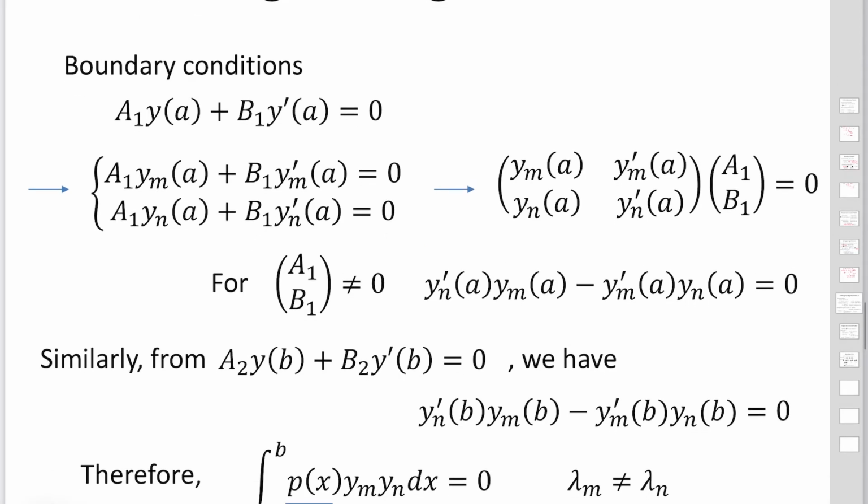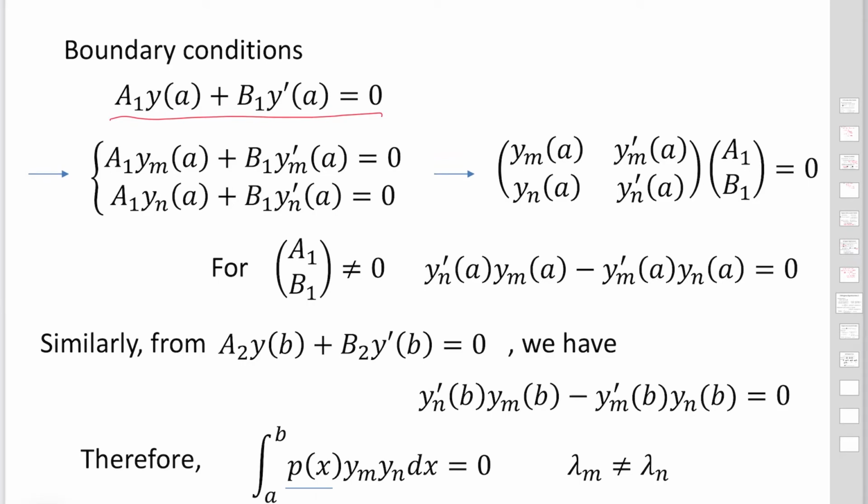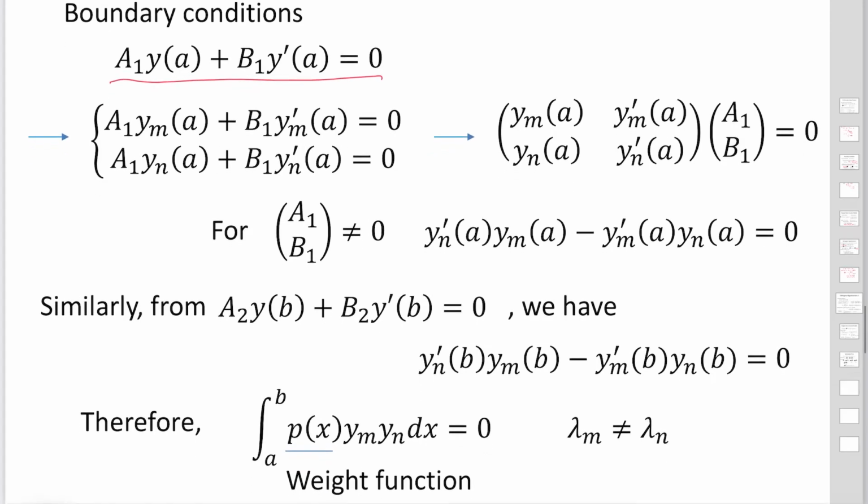The first boundary condition is given by a sub 1 y plus b sub 1 y prime at x equal a equals 0. So we substitute y equal y sub m or y sub n, and we build the two equations for y sub m and y sub n. Then we combine these two equations in matrix form. So we have this matrix form of the equation.